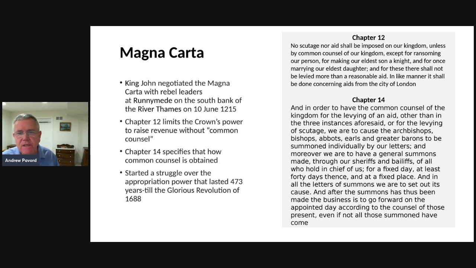One is for ransoming our person. So the king, if he was kidnapped, held hostage somewhere, he could raise taxes to pay for his ransom. Now this really happened. Like King Richard, coming back from the Crusades, was captured by the Germans and held hostage. And so they had to raise a huge ransom to get him free.